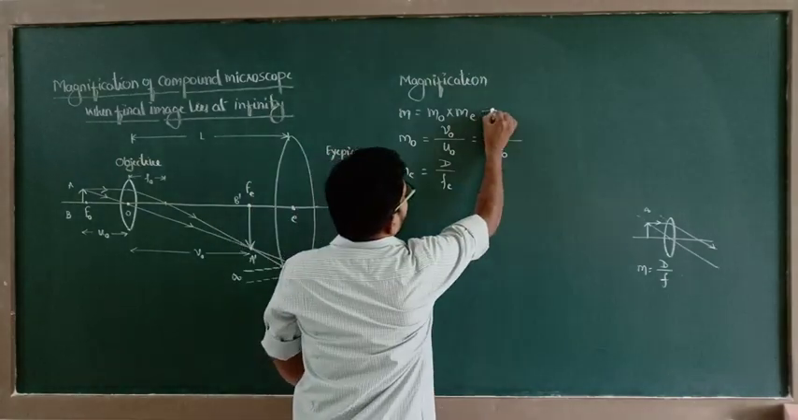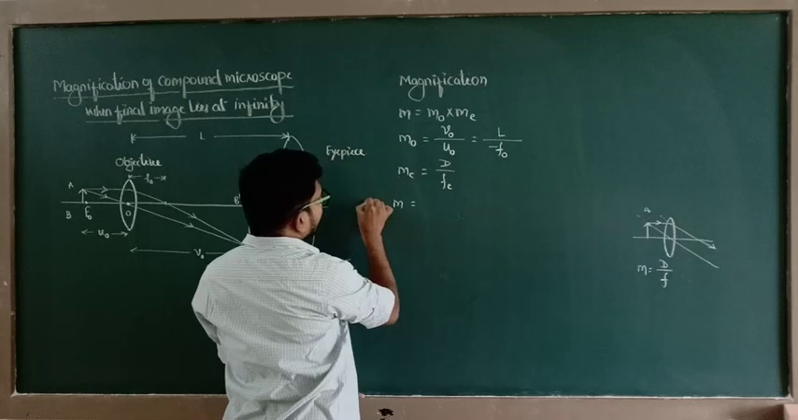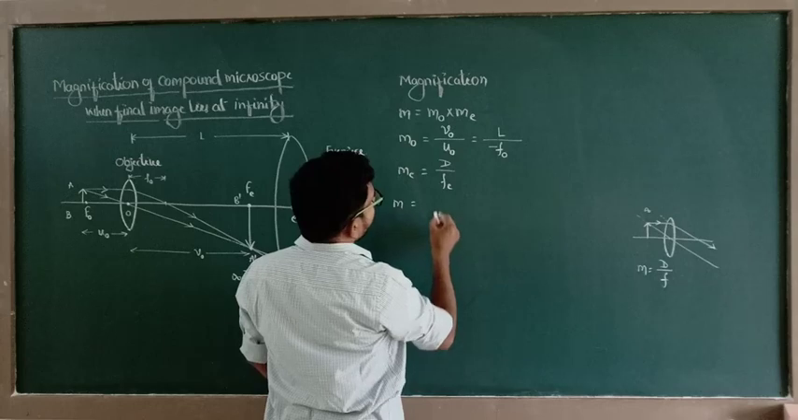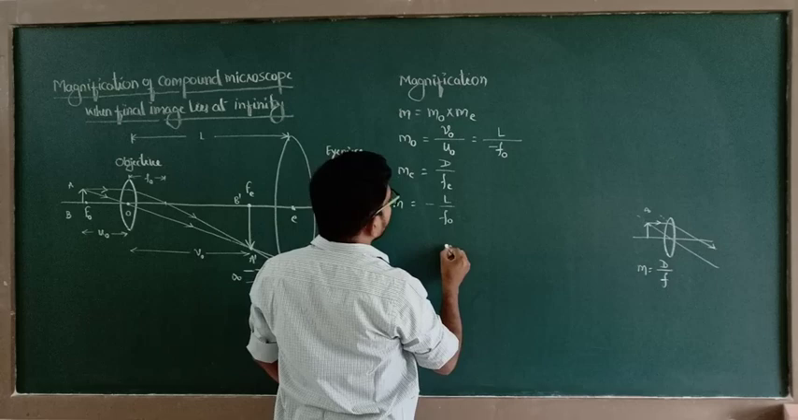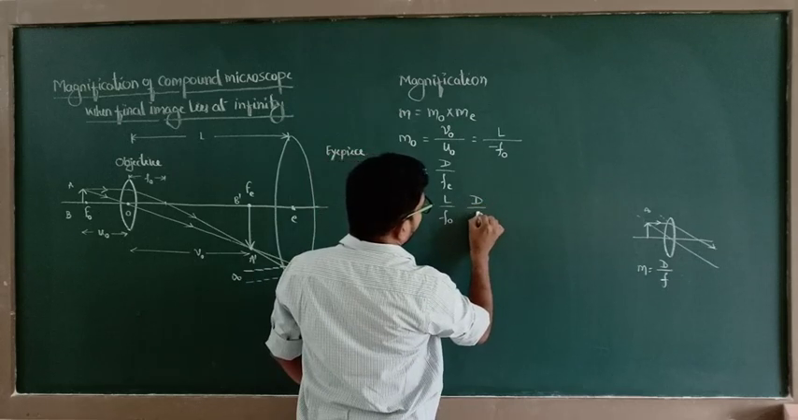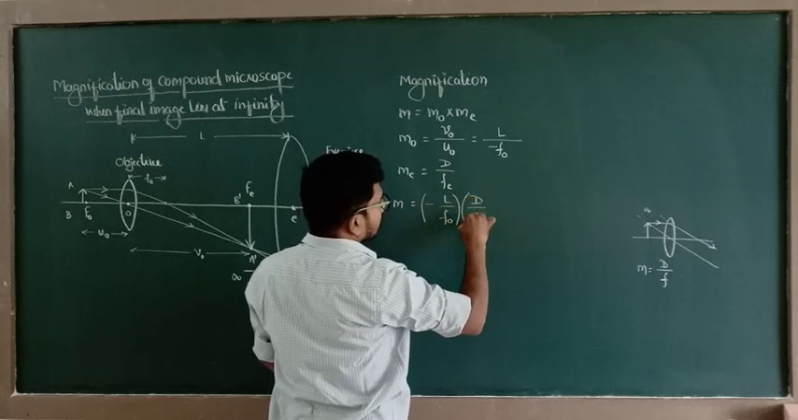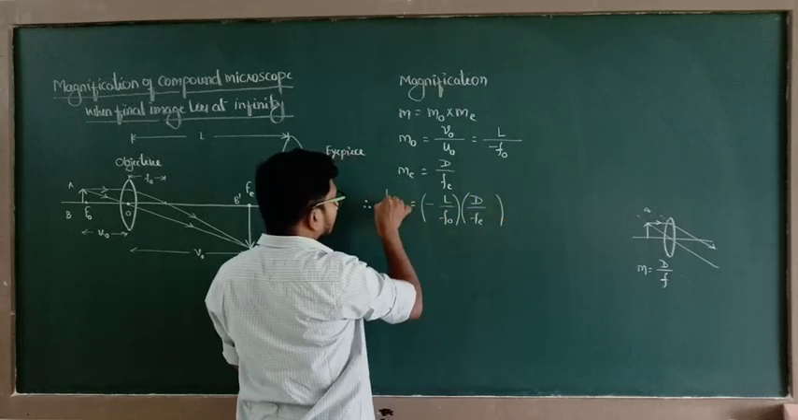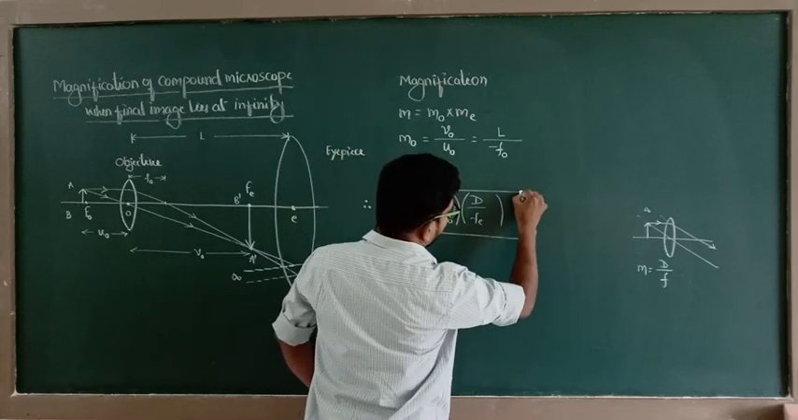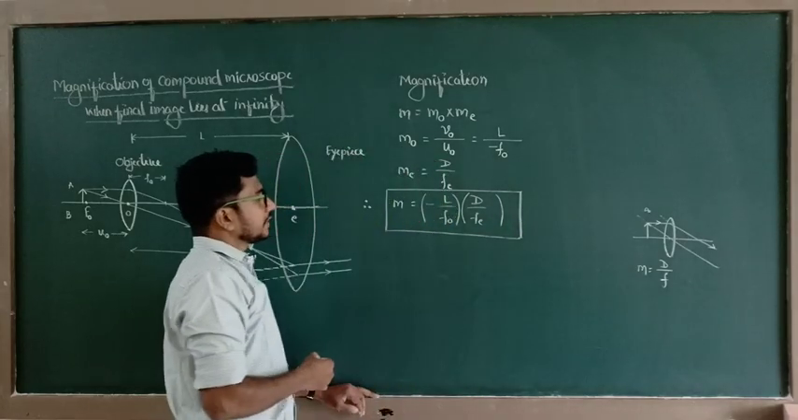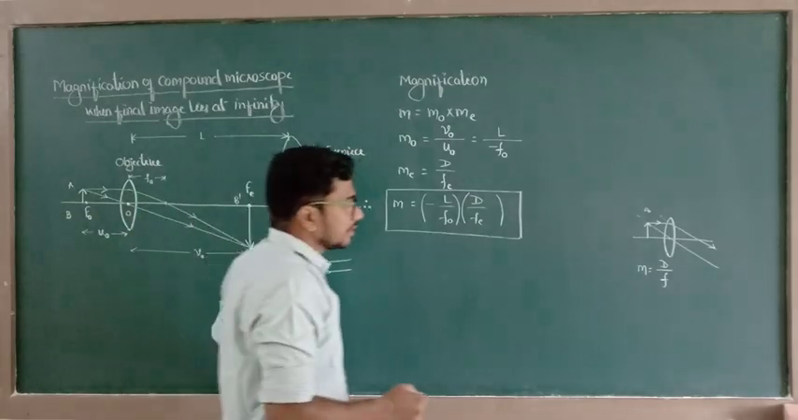Then equation 1 becomes: the magnification is equal to minus L divided by the focal length of the objective, into D divided by the focal length of the eyepiece. So this is the expression for the magnification or magnifying power of a compound microscope when the final image lies at infinity.